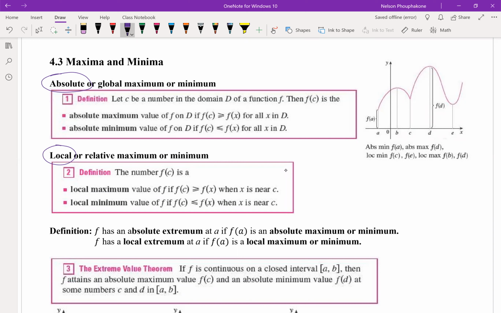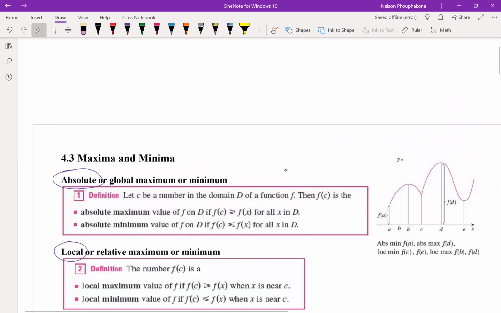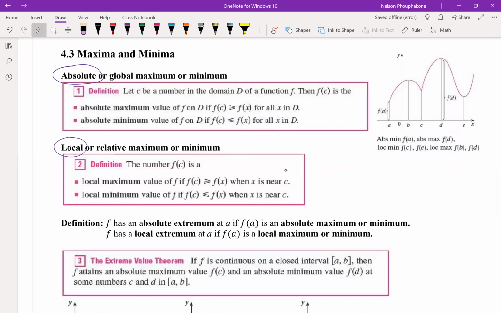Let c be a number in the domain D of the function f. Then f of c is the absolute maximum value of f on D if f of c is greater than or equal to f of x for all x in the domain. So in this case, we look at the whole function. We look at the highest value. This is the idea about the absolute maximum.